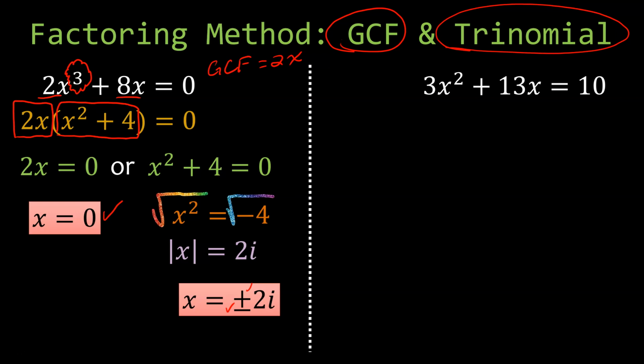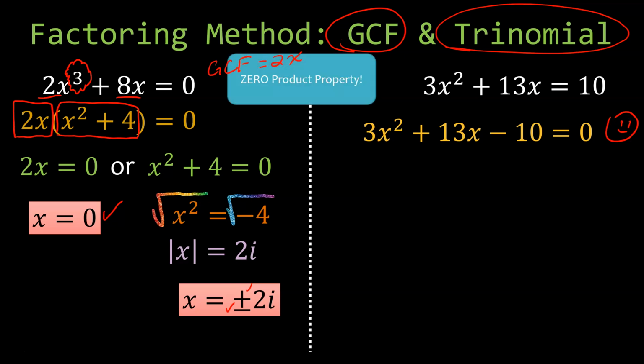Then next question here on the right-hand side. Well, it's equal to 10. So we need to make that in standard form where it's equal to 0. Why does it need to equal to 0? Because we are going to factor and use what we call the 0 product property, not the 10 product property, right? So we need to make it equal to 0. And then we're going to factor the trinomial on the left-hand side.